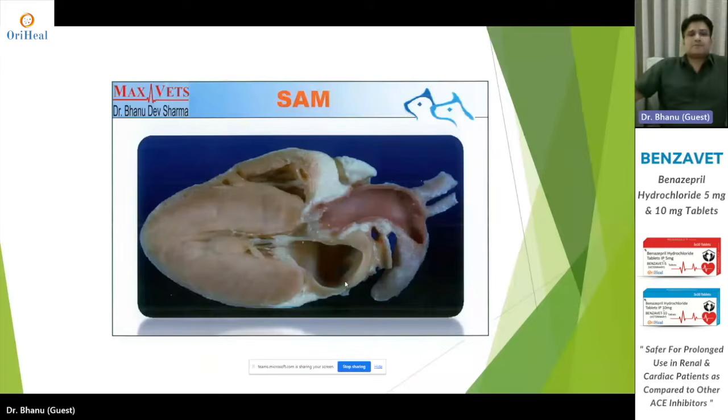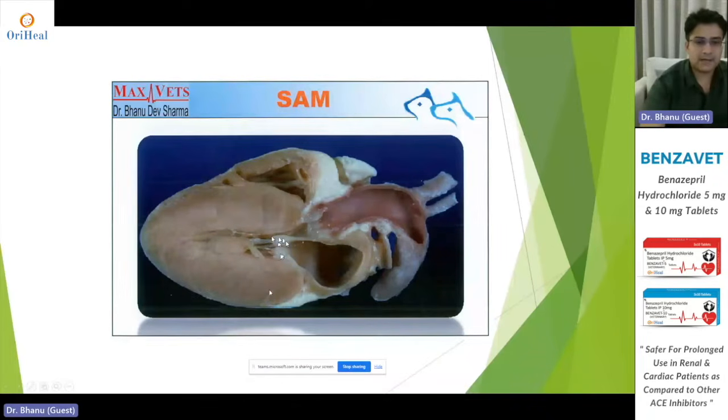This is a post-mortem slide of SAM. SAM, as the name goes, is systolic anterior motion of the mitral valve. So here, if you carefully observe the walls of the left ventricle, they are severely thickened. This is the left ventricle internal lumen, which you all can see. These are the papillary muscles. This is the mitral valve. This is the mitral valve posterior leaflet. This is the mitral valve anterior leaflet.